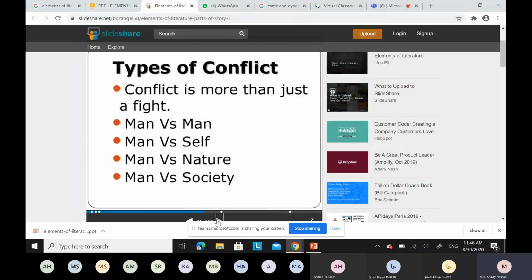The conflict also could be between man and nature. Man is struggling against the huge waves of the ocean, for example, and could be between the man and the supernatural, like when he is facing monsters. And sometimes heroes are challenging the society. They want to change the rules. For example, the discrimination against the Black.